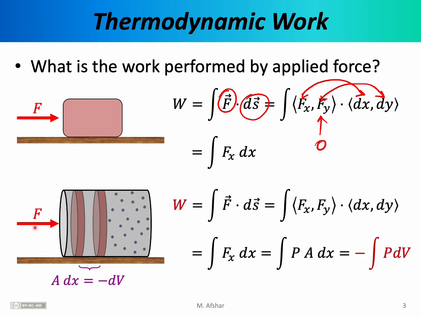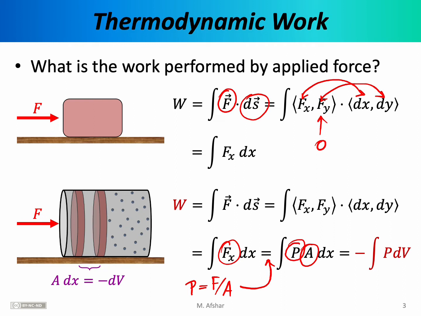The work that is performed by this force on the gas is once again given as the integral of Fx dx just as before. However, I now want to express this definition in terms of thermodynamic parameters like pressure and volume. Recall that pressure is defined as force divided by area. By rearranging this expression, I can express Fx simply as pressure times the area of the piston.